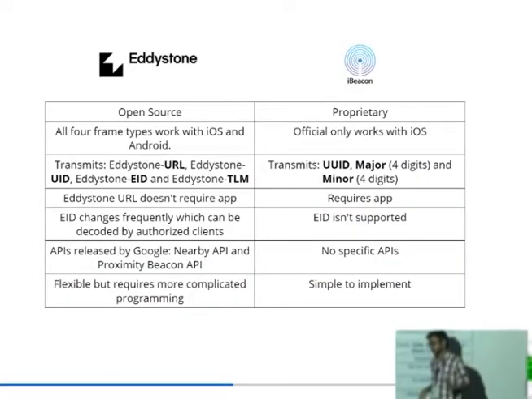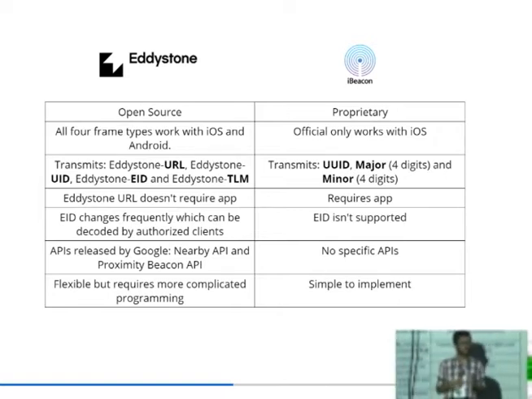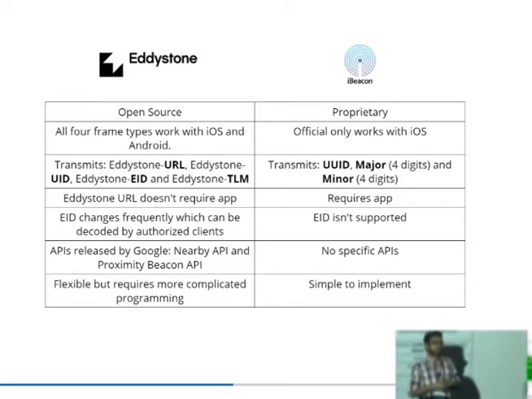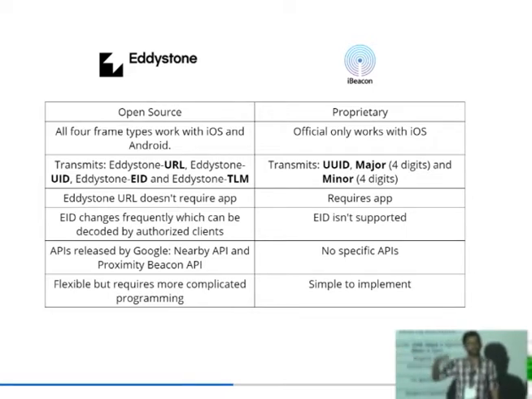So Eddystone is not the only thing here in beacons. The other type of protocol is iBeacon. Actually, beacons started with Apple, and they started with iBeacon, but it's proprietary software. It's not open. Unlike iBeacon, Eddystone is open source. It has 4 types of frame.